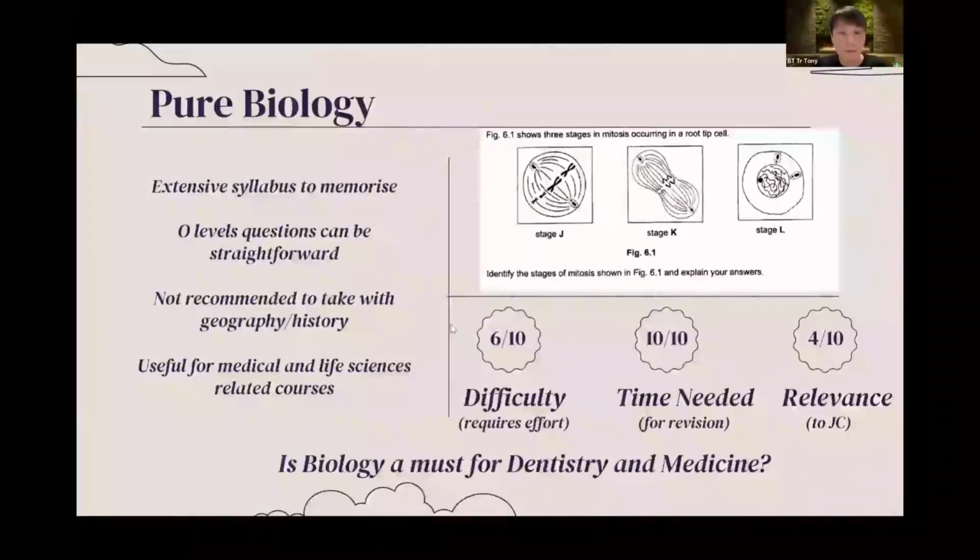Okay, and in terms of relevance to JC, we rate it lower, 4 out of 10, because as I mentioned earlier, contrary to popular belief, you do not need biology to go into medicine school. Okay, so this is for those of you who want to be doctors, or for those of you whose parents hold the view that you're either a doctor, a lawyer, or a failure.